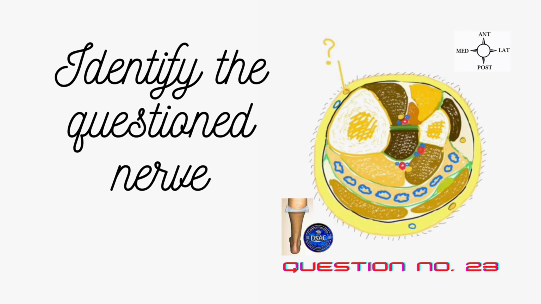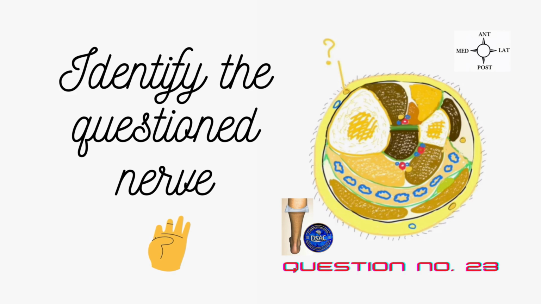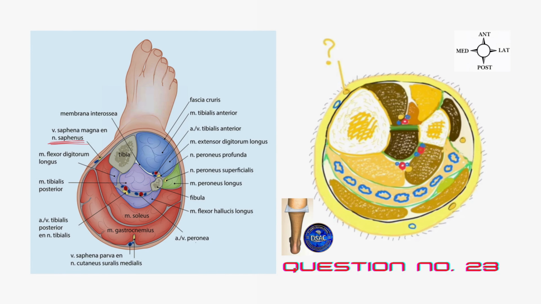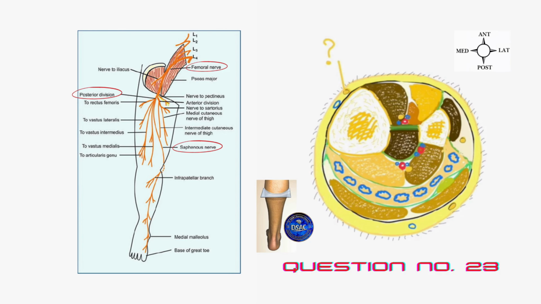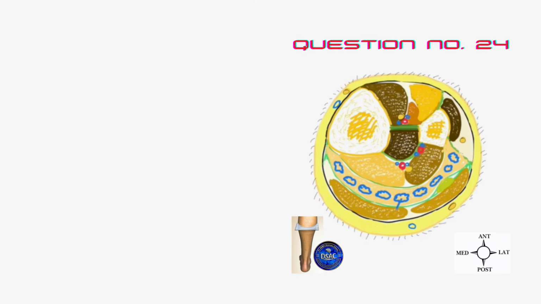Identify the questioned nerve. This is saphenous nerve, the longest cutaneous nerve of the human body, responsible for providing sensation to the skin on the medial side of the knee, lower leg, and foot. It is a branch of posterior division of femoral nerve.